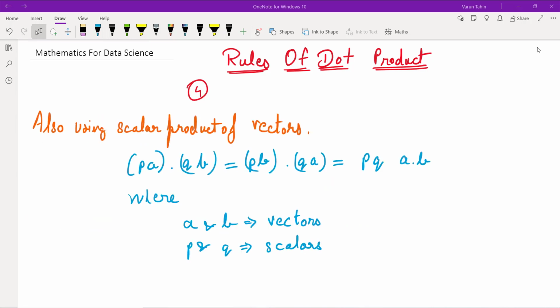We also know that using the scalar product of vectors, where A and B are vectors and P and Q are scalars, when we do PA dot QB, that will be equivalent to saying PB dot QA. Because this is just the scaling of the vectors and then multiplication of them, which can be done either way.